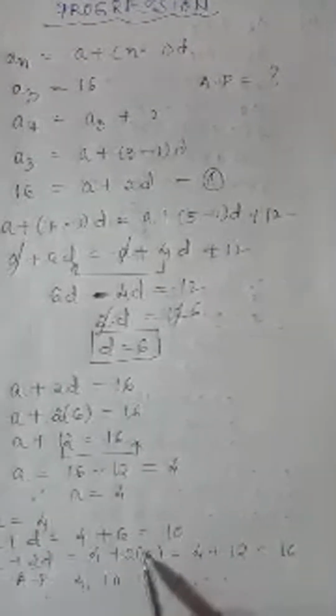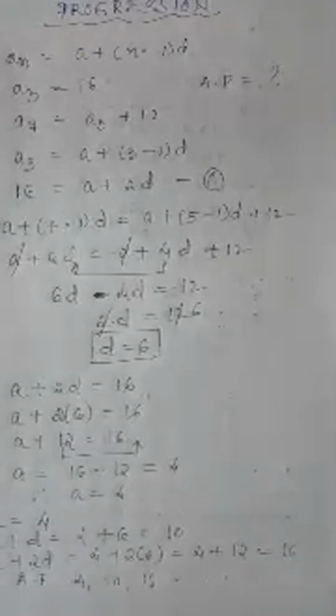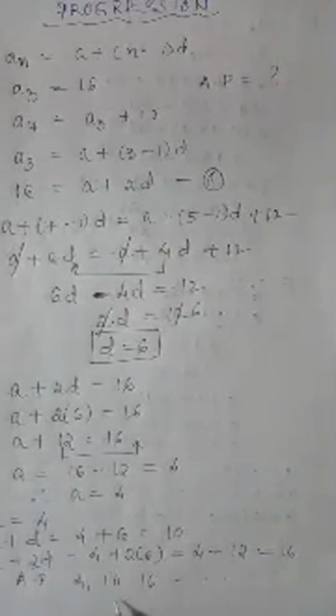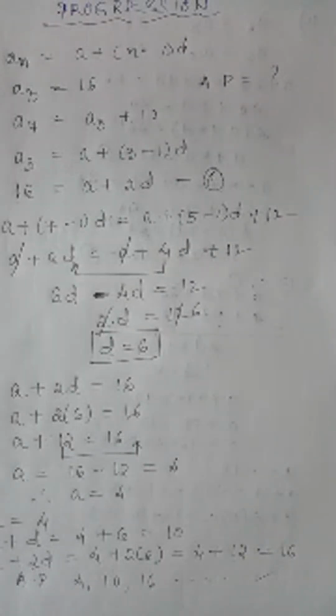Therefore, a is equal to 4. So anyway, the first term is 4. And the second term, a plus d, 4 plus 6 is equal to what? 10. a plus 2d, a plus 2 into 6, what are we getting? 4 plus 12 is 16. Therefore, the terms of the AP are 4, 10, 16. In this way, we can get the terms of the arithmetic progression.